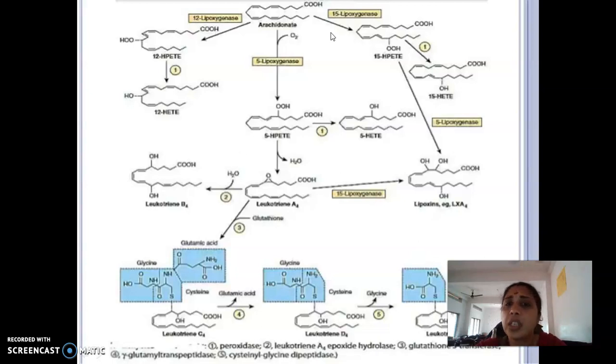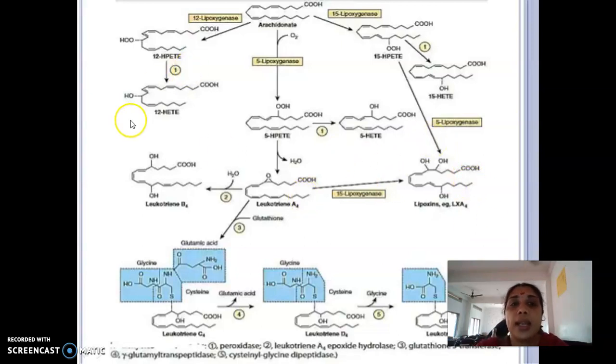hydroperoxyeicosatetraenoic acid. So tetraene, that is 4 double bonds, right? So tetraenoic acid. If it is 5-lipoxidase, the compound formed is 5-HPETE. If it is 12-lipoxidase, then it is known as 12-HPETE. And if it is 15-lipoxidase, it is known as 15-HPETE, right? Then 15-HPETE can be directly converted into lipoxins by 5-lipoxidase, or 5-HPETE followed by peroxidation by 15-lipoxidase enzyme gives rise to leukotriene A4 and finally LXA4.